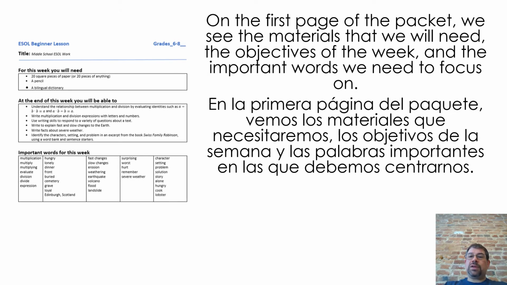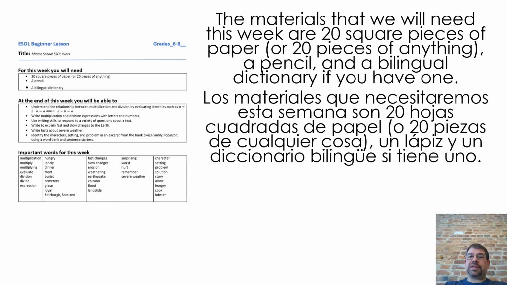On the first page of the packet, we see the materials that we will need, the objectives of the week, and the important words we need to focus on. The materials that we will need this week are 20 square pieces of paper or 20 pieces of anything, a pencil, and a bilingual dictionary if you have one.